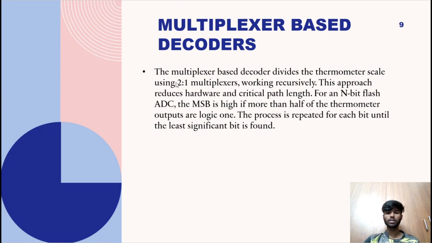Multiplexer based decoders. The multiplexer based decoder divides the thermometer scale using 2:1 multiplexers working recursively. These approaches reduce hardware and critical path length for an n-bit flash ADC. The MSB is high if more than half of the thermometer outputs are logic 1. The process is repeated for each bit until the least significant bit is found.